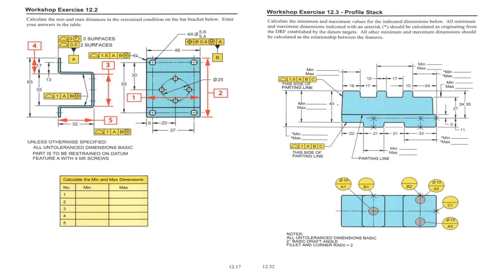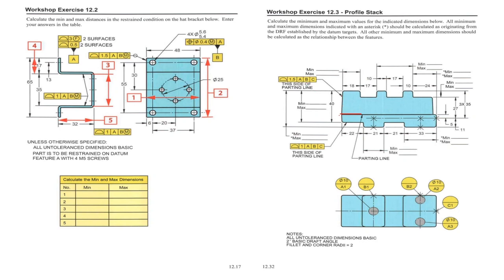So in this profile stacking problem, we have to find out this maximum and the minimum distance. So for this distance from here to here is 40, and the profile tolerance is here this one, profile of 1. It is this side of parting line. It means at the downside from this line. This profile tolerance, and the upper side we have this profile tolerance.